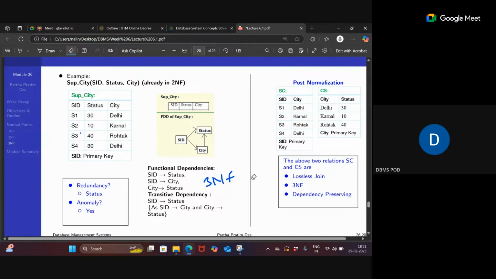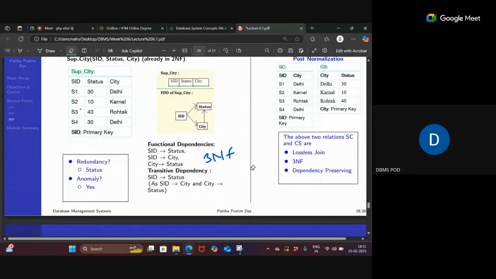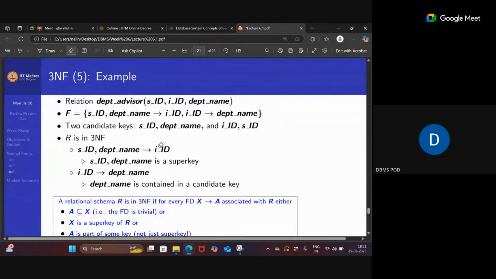Okay, we will see the rules for decomposition, how to decompose. If we have some schema and want to decompose it into 3NF or BCNF, we will see how to do that in the later slides. And the above two relations are lossless join, in 3NF, and dependency preserving. So this is an example.